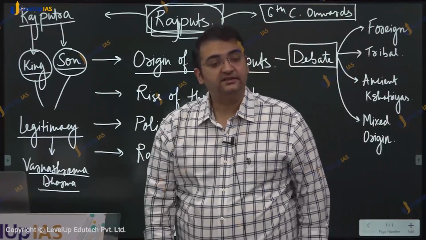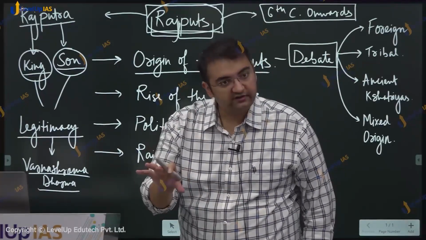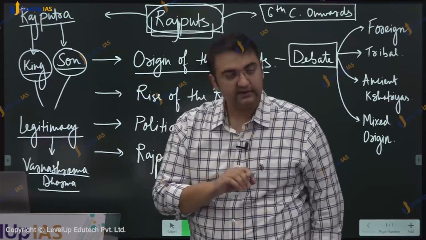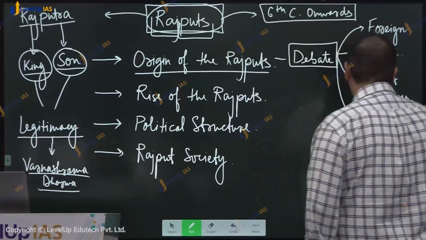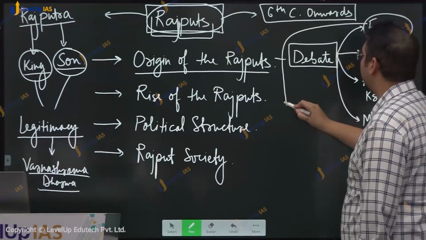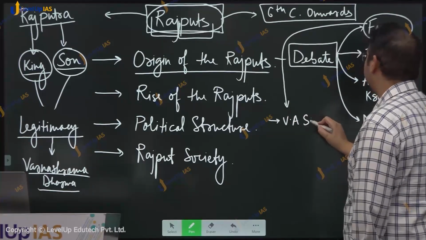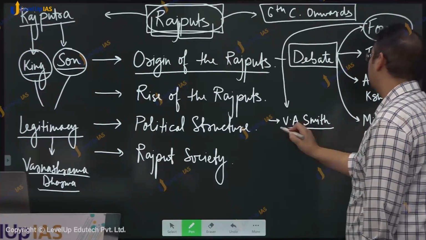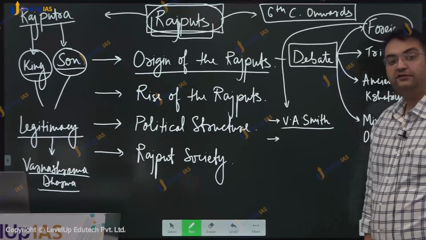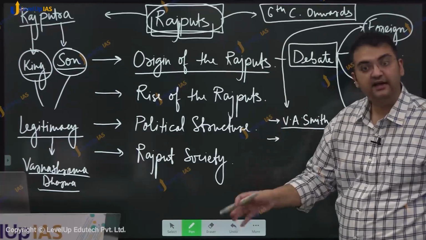And their emergence appears to be sudden and accidental in nature. But on closer observation, a complex pattern for their emergence and rise appears. Okay? That is what we have to talk about. Now, regarding the foreign origin of the Rajputs, some historians such as Vincent Arthur Smith, इन्होंने क्या बोला है? That the Rajputs were descendants of some foreign ruling groups who had come to India and settled in India in antiquity.